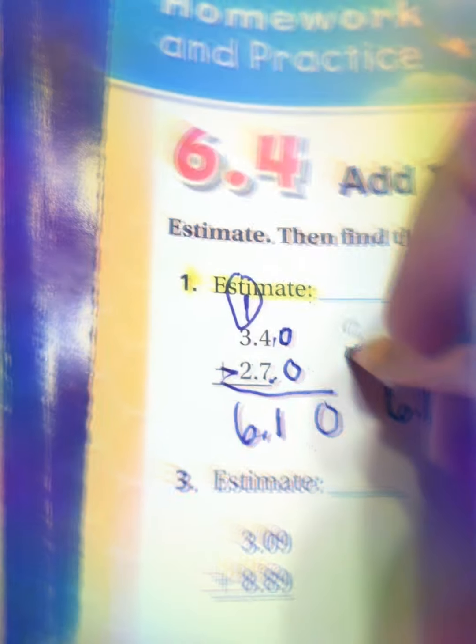Oh, and also, boys and girls, if I was going to do this estimate, I know 4 tenths means to round down, so this would be a 3. And 2.7 means to round up, and that would be a 3, which means my estimate would have been 6.